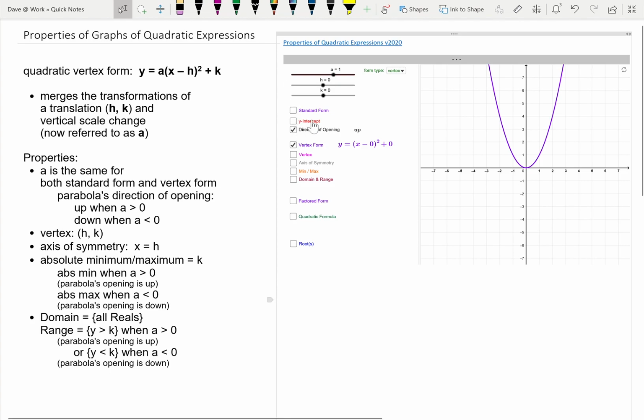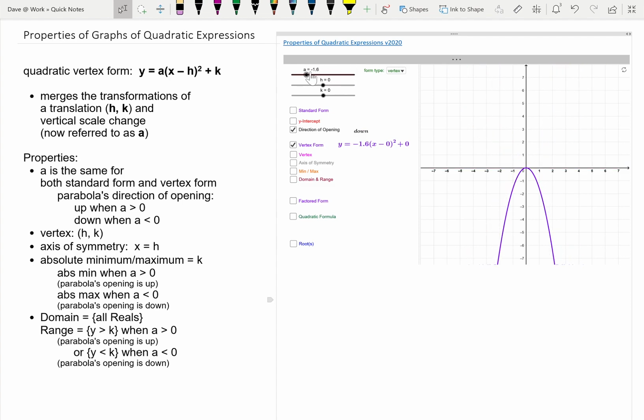In this case, let's say the direction of opening. As long as a is positive, the direction of opening of the parabola will go up. If a is negative, the direction of the opening will go down. We can also see that the graph is narrower when a is much farther out, and the graph will become wider as a gets closer and closer to 0. Let's reset this back to a equals 1. We won't worry so much about the direction of opening at this time.